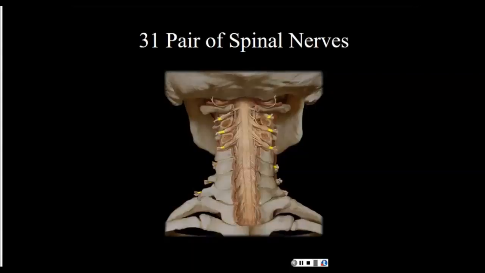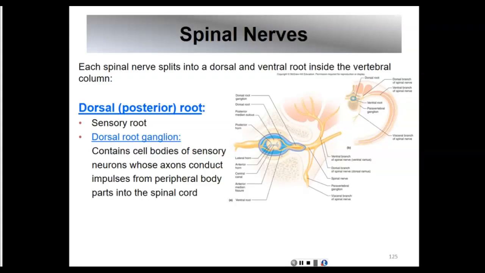Here's some spinal nerves as they exit the spine. This is where I'm going to briefly touch on the parts of the spinal nerve. There's a lot of detail to spinal nerves, and you do not need to know them to that level. I want you to know a couple basic parts of the spinal nerve. The dorsal part, or the posterior part, is called the dorsal root.